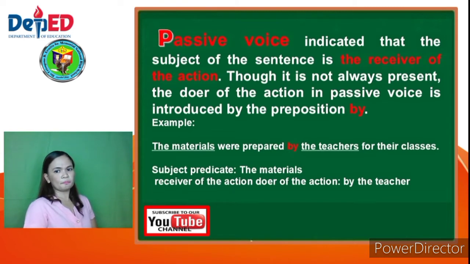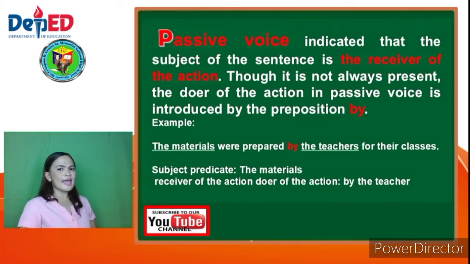The answer is definitely the materials. And also, the materials as the receiver of the action is part now of the subject predicate, which is at the beginning of the sentence. And you can also notice that by is used to indicate the doer of the action in the predicate part. So, when the object in the sentence is in the subject predicate, it is in passive voice.